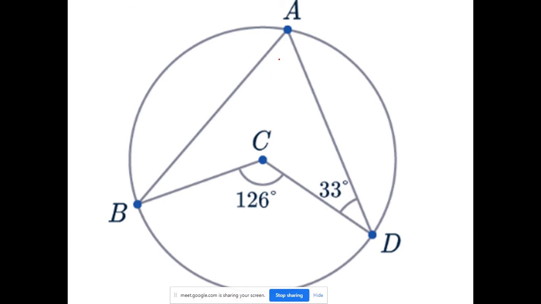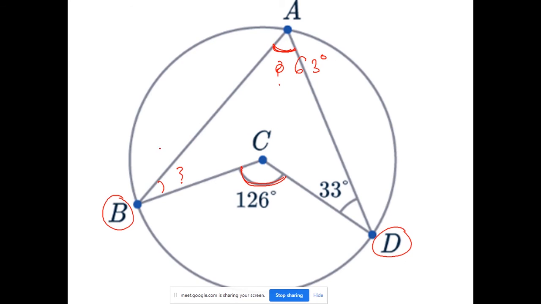So find angle A and angle B over here. Angle A is very easy to figure out over here. Angle A would be half of the central angle because it is made by the same chord BD, and BD makes an angle of 126 at the center. So it would make half of the angle 126 at the circumference. So half of 126 would be 63.